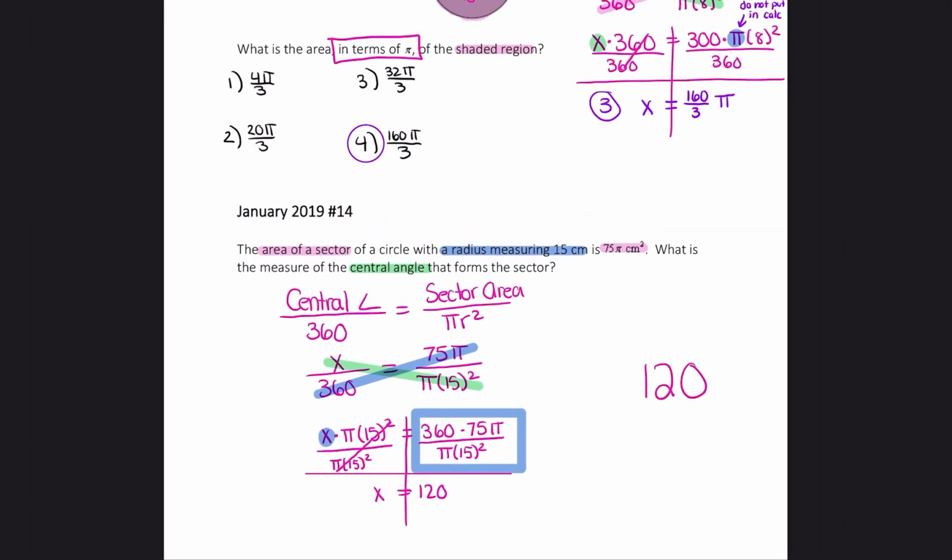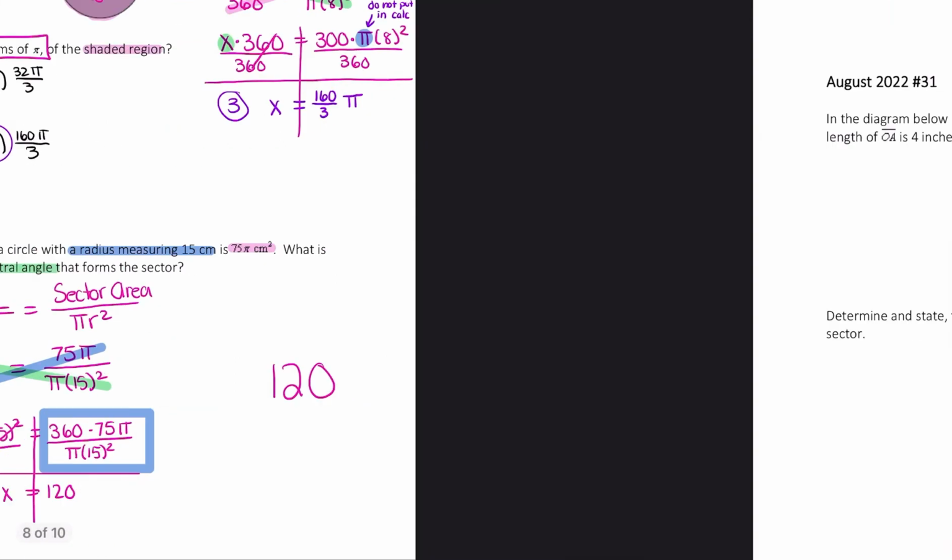But again, I'm just going to put 120. I am not going to circle it. And we're going to go from there. But again, this is a multiple choice, so I would be selecting the correct answer regardless. All right, let's keep on going.